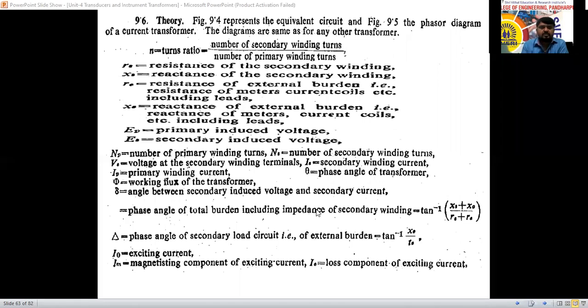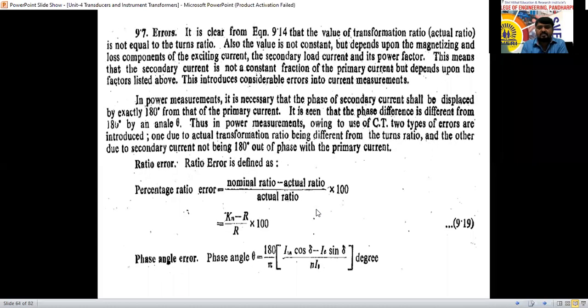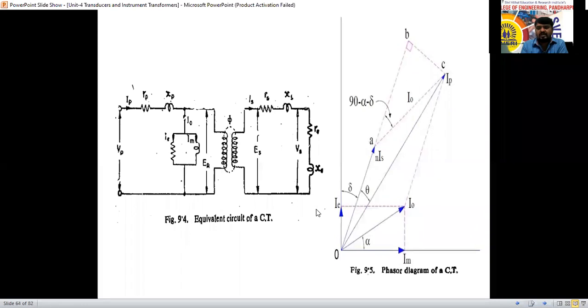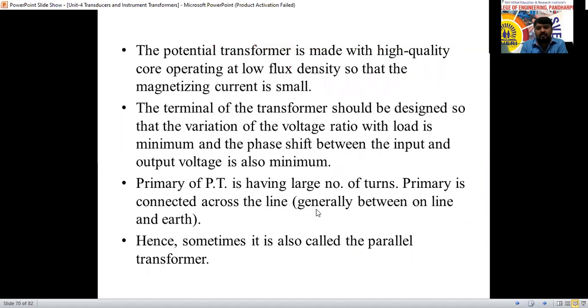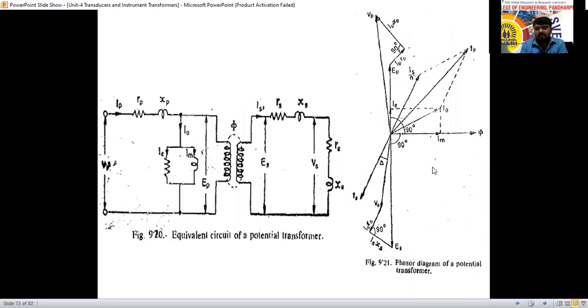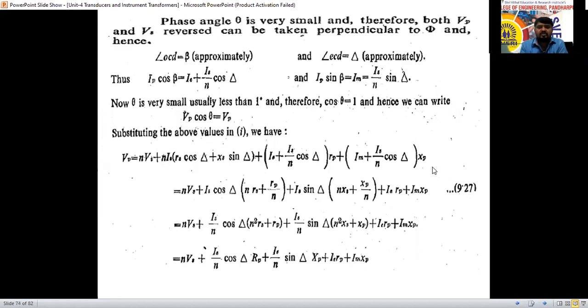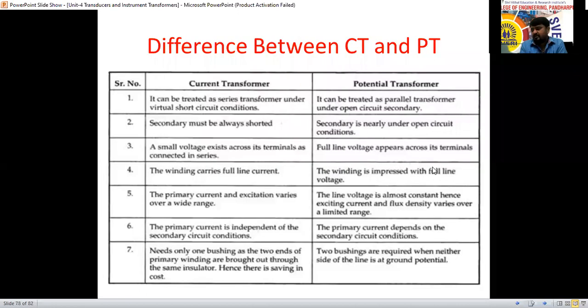We'll discuss all these things. This is the phasor diagram we have to discuss. I think you have studied it. Then we are also going to discuss the potential transformer, which again has a phasor diagram. We will discuss that, derive this equation, and look at the difference.